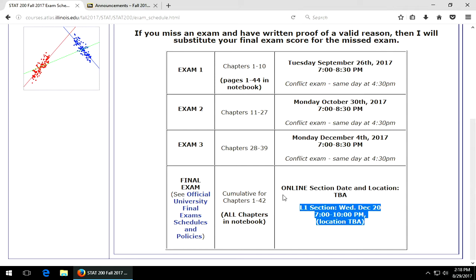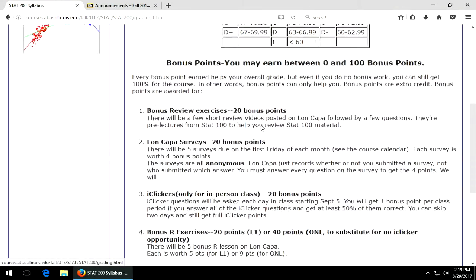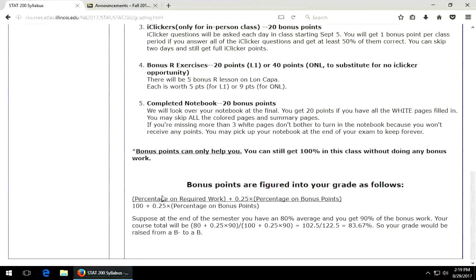Yeah? What is the 100 bonus points relative to points in the class? Yeah, the 100 bonus points are not just tacked on. What they are is there's a formula, a scaled formula. You can look at that formula. So basically, we can look at it. Let me just go up here. I didn't really review it that well. I'll just show you right now. Okay, so they're figured into your grade like this with this formula here.